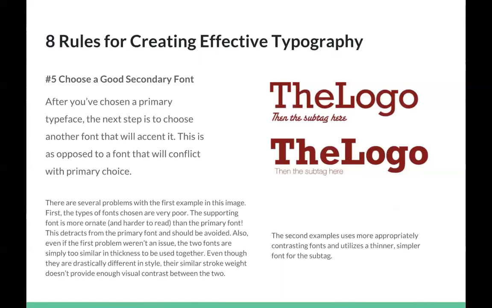So even though they are drastically different in style, their similar stroke weight doesn't provide enough visual contrast between the two of them. The second example uses a more appropriately contrasting font and utilizes a thinner, simpler font for the subtag. So this just feels better than this.